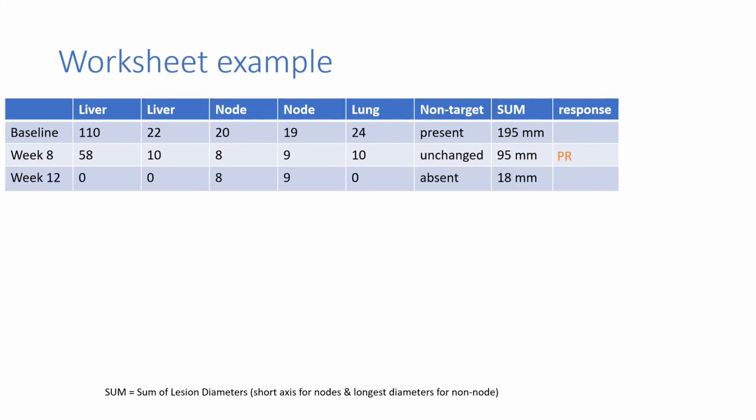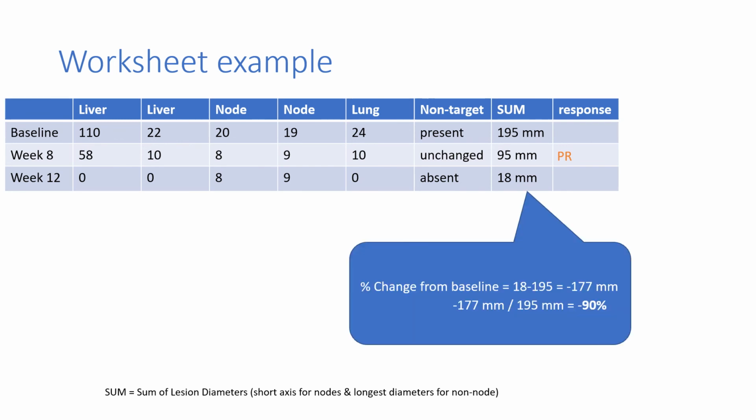Time goes on, we go to the week 12 scan, where the liver lesions are resolved, the lung lesions are resolved. You've got lymph nodes that are measuring 8 and 9. So the sum of the diameters is 17 millimeters. What is the response assessment? Okay, if you've been listening, you know that this is a complete remission because the lymph nodes are less than 10 millimeters and all the other lesions have gone away. So that's a CR.